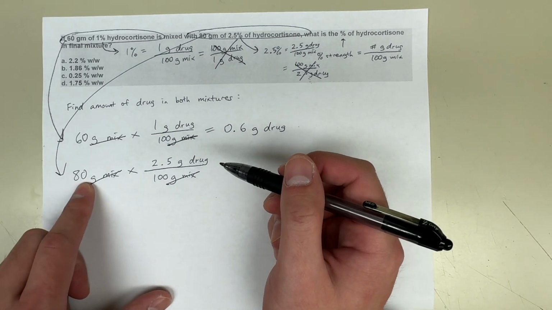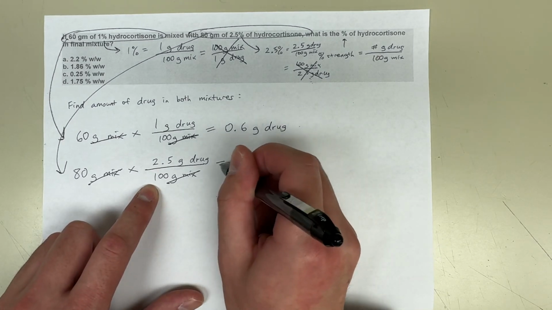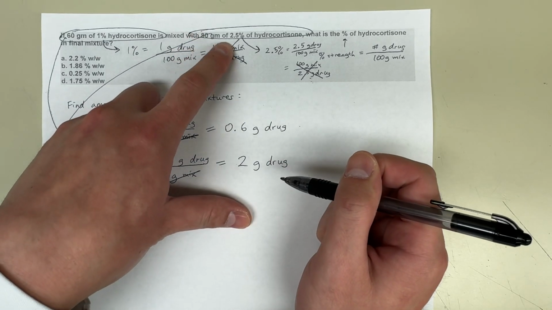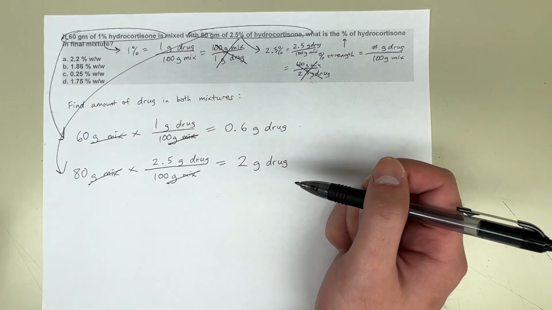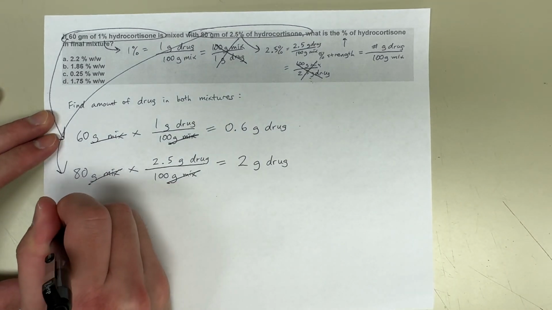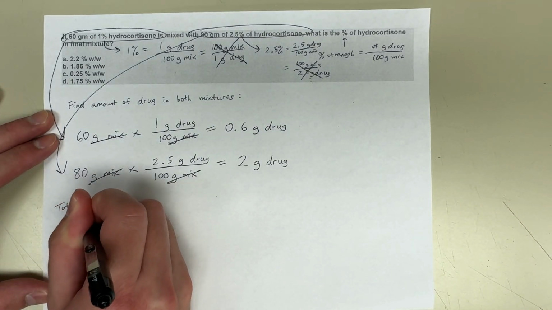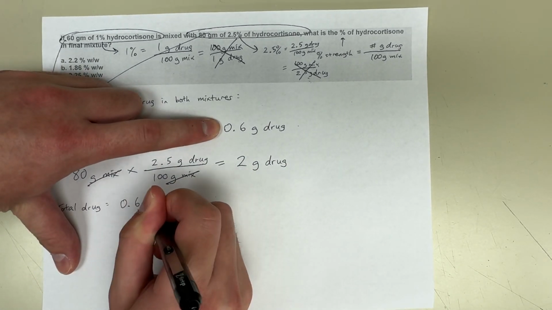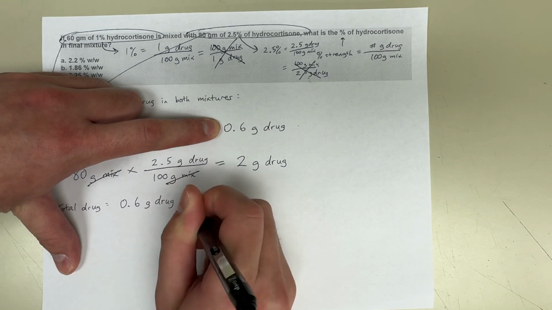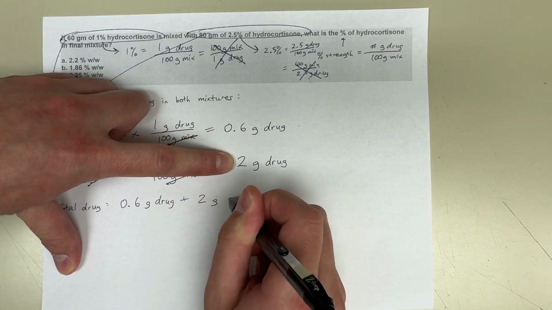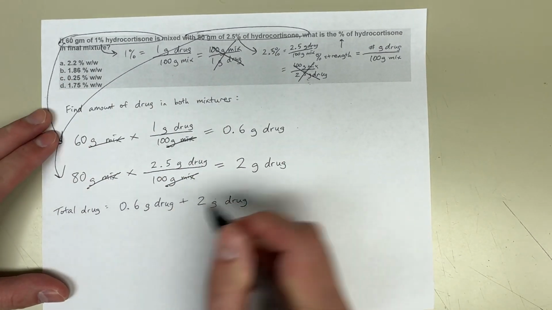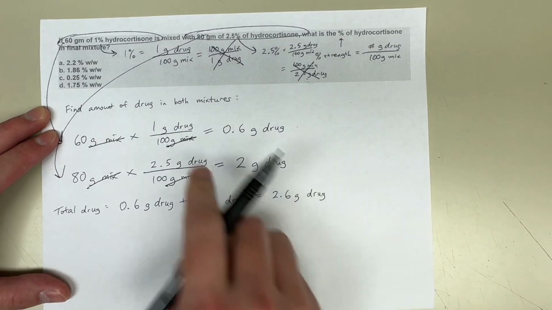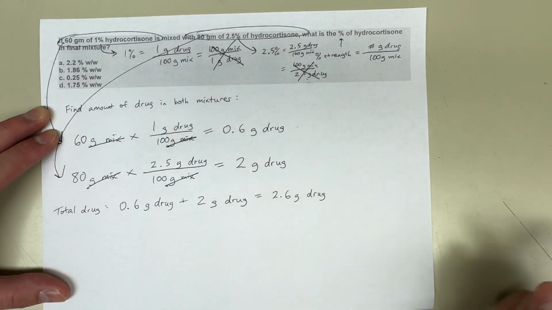Okay, so when I solve for that, I get 80 grams times 2.5 over 100. That equals 2 grams of drug in this mixture of 80 grams of 2.5% hydrocortisone. Next, I'm going to get my total amount of drug by just adding these two together: 0.6 grams of drug plus 2 grams of drug equals 2.6 grams of drug in both of these mixtures combined.